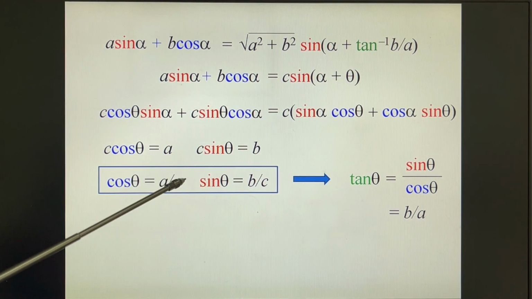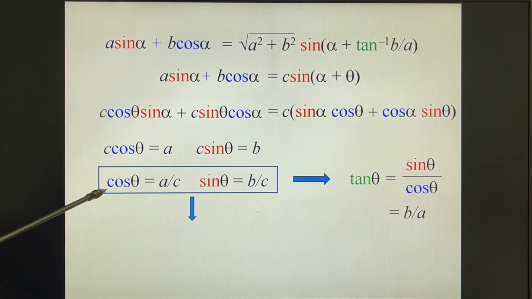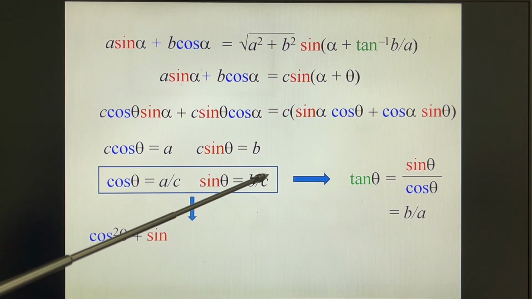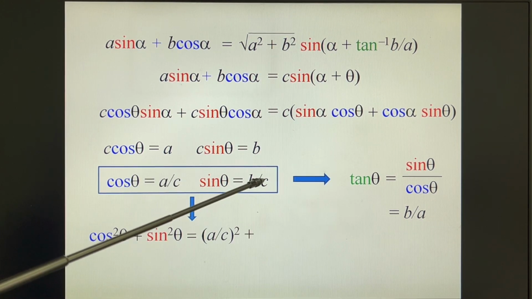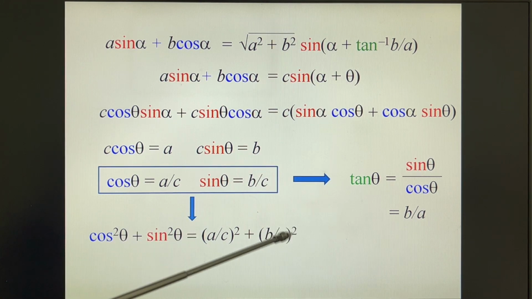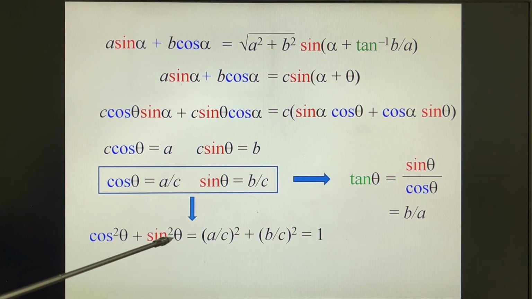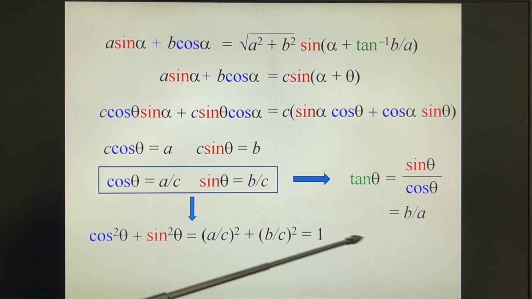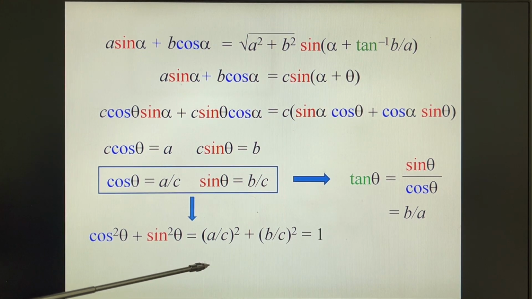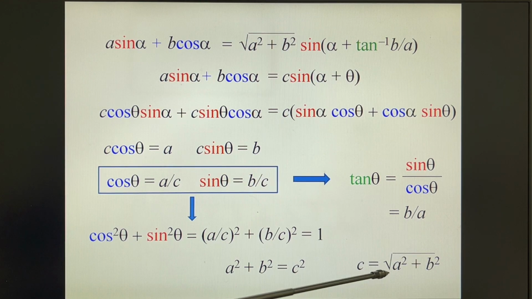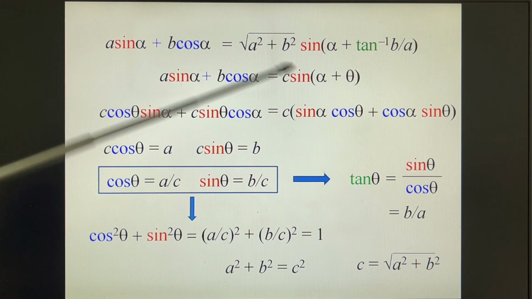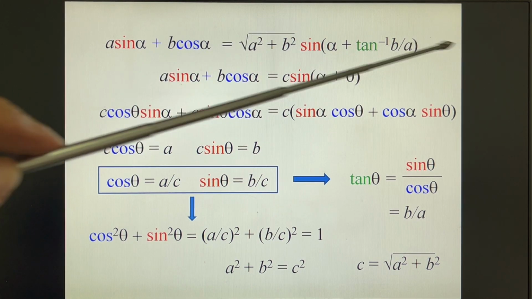How about C? Let's see this one. Cosine squared theta plus sine squared theta equal to A over C squared plus B over C squared. And this should be 1 because sine squared plus cosine squared equal to 1. And from these, I get A squared plus B squared equal to C squared. And C equal to square root A squared plus B squared. Exactly this one. So I put C and theta inside and get this formula.